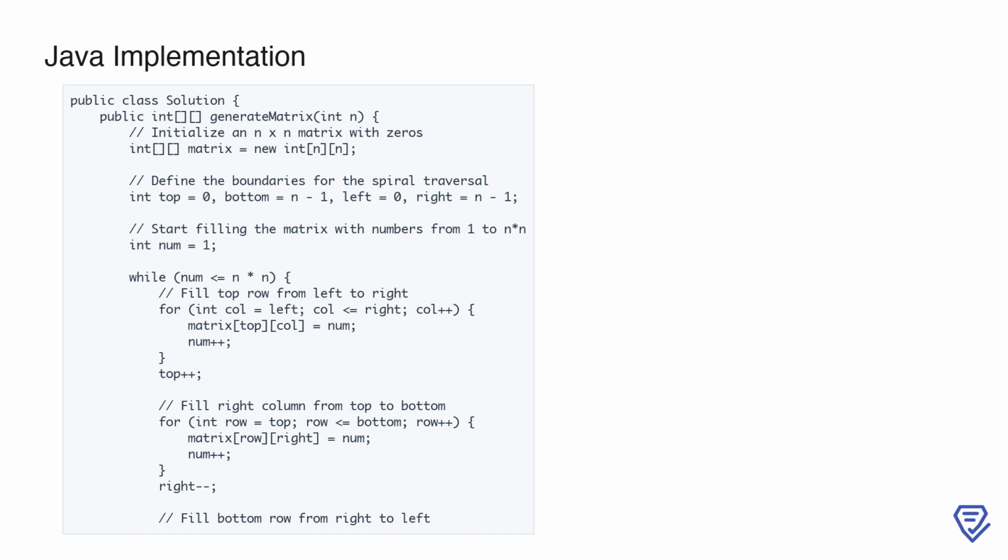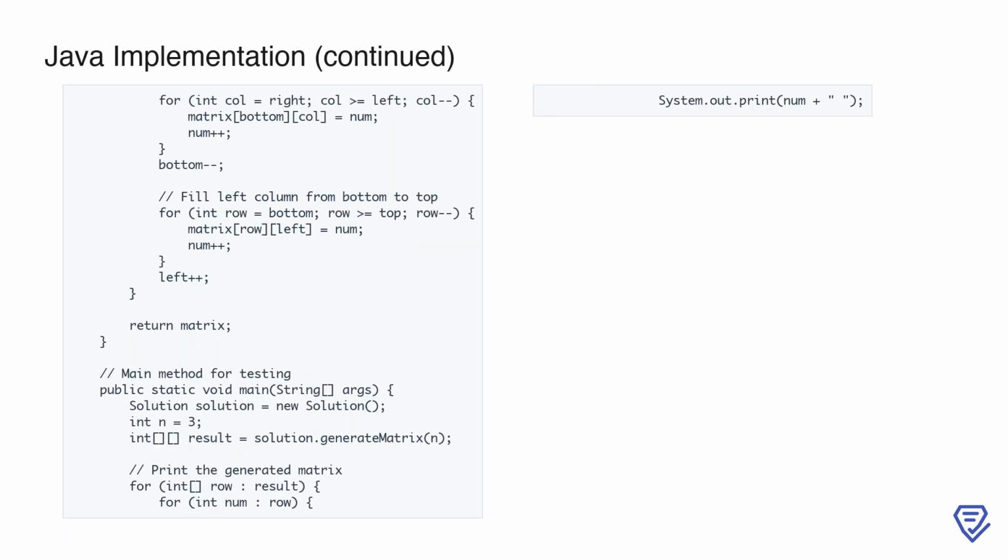Once the top row is filled, we move the top boundary down by incrementing it. Then, we proceed to the right column, filling it from the top boundary to the bottom boundary while updating number and reducing the right boundary by 1. Now, we focus on filling the remaining 2 sides of the current layer of the spiral.